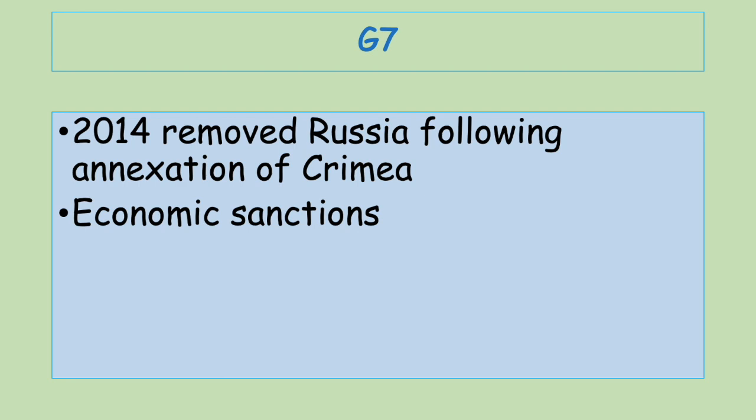The G7, which used to be the G8 before the conflict, removed Russia in 2014, so they became the G7. They did this after Russia seized Crimea, and the G7 have since imposed sanctions on Russia, restricting the money Russian banks can borrow and limiting G7 trade with Russia. So there's more of an economic sanction. They're trying to stop Russia being able to further its economy.